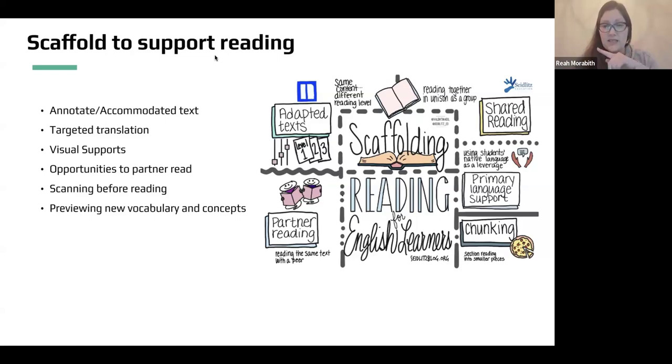So our scanning strategy starting from the bottom, reading one sentence at a time, but from the bottom up, to focus on the language first and seeing anything that might be tripping up your students language-wise before they even try to tackle the content. And then previewing the new vocab and concepts before you even do any sort of reading, building on that background knowledge and giving them the vocab to be able to interact with the text.